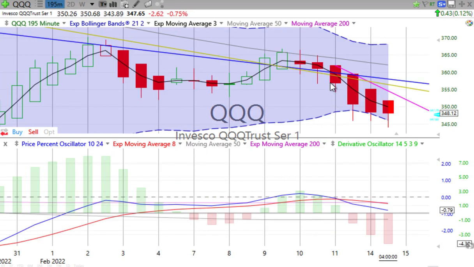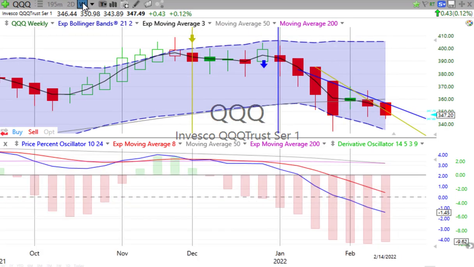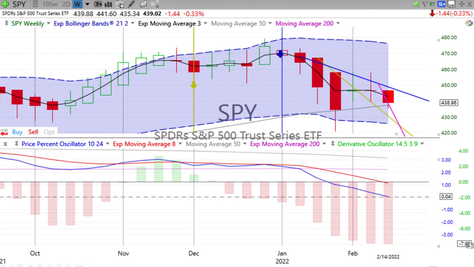We look at the half day, and again, several days of down movement. Price percent oscillator, derivative oscillator heading down. So still overall, lots of downward pressure on the Nasdaq, lots of downward pressure on the S&P 500.